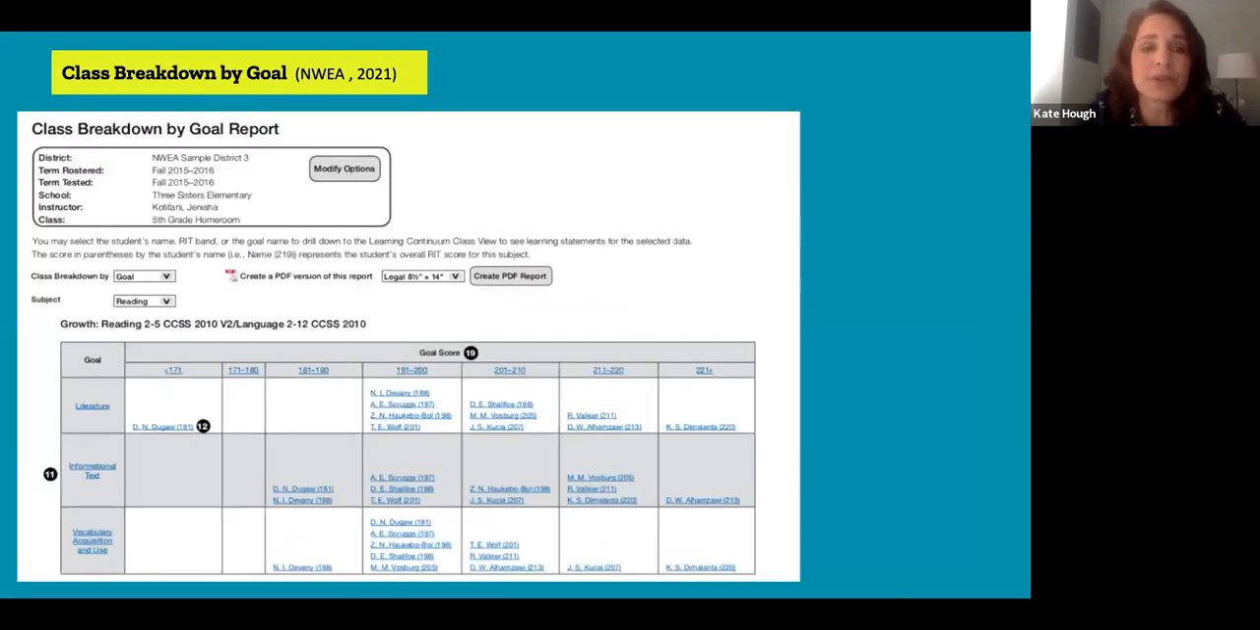Another MAP report that I really like, and it's similar to the last one I just showed you, is the class breakdown by goal. So you can look under each of the strands here for instruction, and then again, you have different groups that are formed. You can see that here, the top student varied from informational text, but the top student in literature was the same as the top student in vocabulary. Of course, you can group more than one group of RIT scores together, but it gives you just a general idea of where your students are and how to make some grouping decisions.